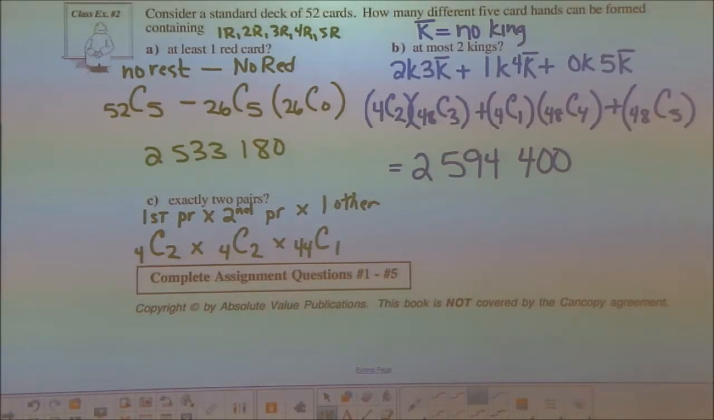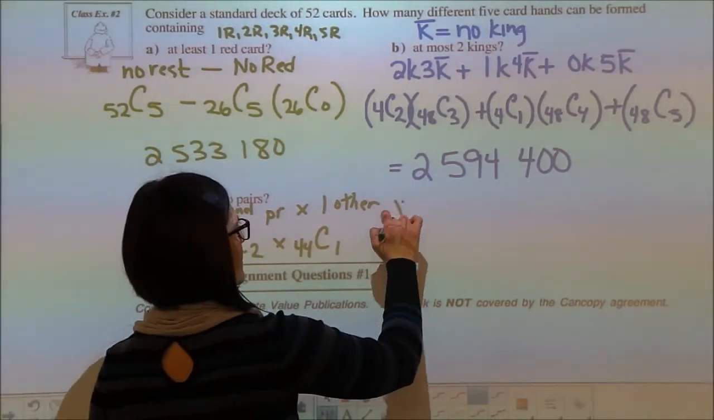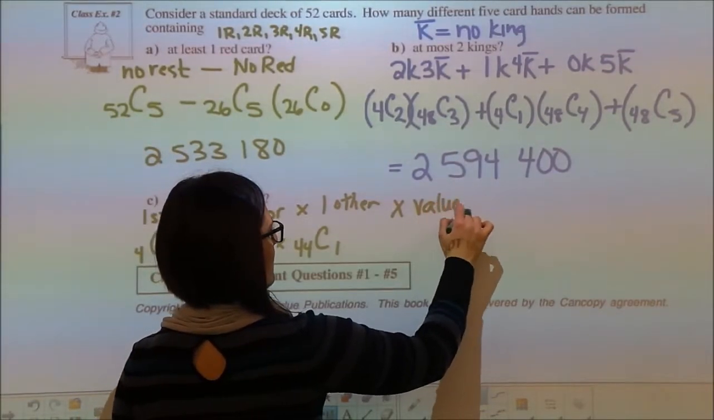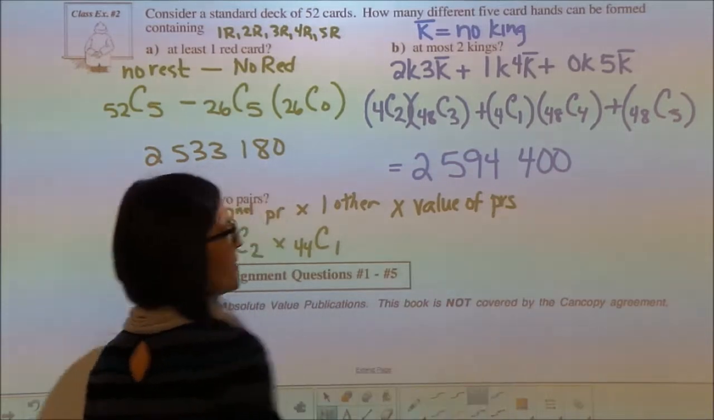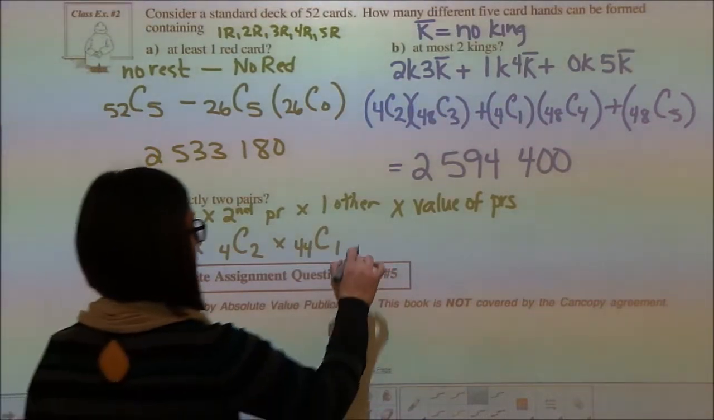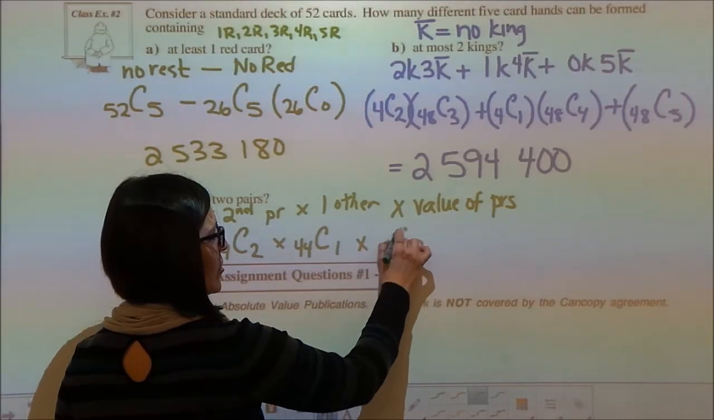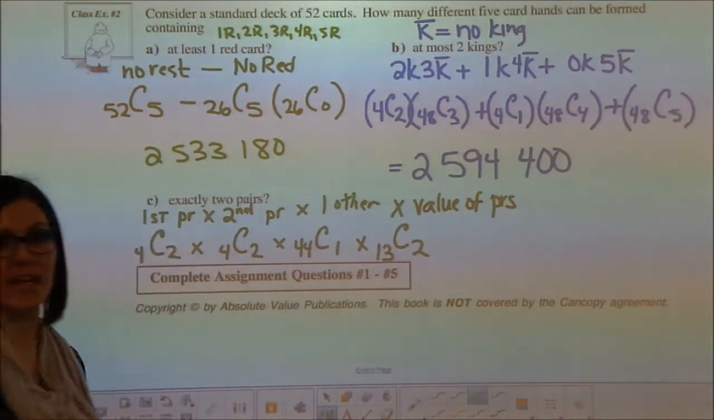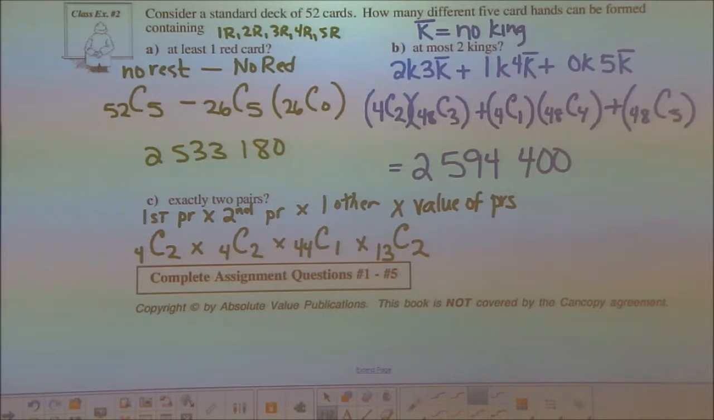We have one last thing to consider. I need to figure out the values of the pair, whether I get 5s and 6s or jacks and 2s. So that's picking 2 values out of 13, because there's 13 cards in each suit. So I need to pick 2 of those 13 and then match them up.